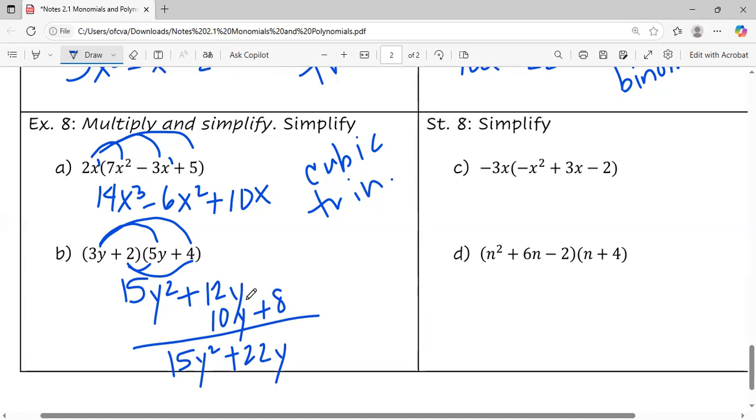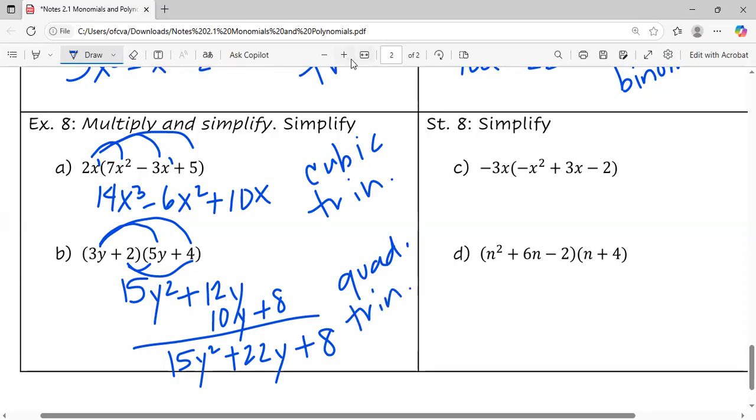So the powers or the degrees for the variables, they don't get added. You are now combining. So combining is just coefficients, keep the variable the same. It's the same as adding or subtracting. 10 plus 8. So this becomes a quadratic, 1, 2, 3, 3 terms, quadratic trinomial.